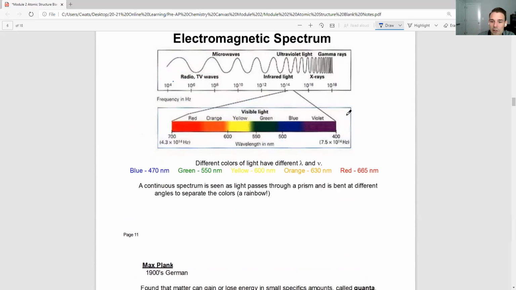And you can see there is a very small portion of the electromagnetic spectrum that is the visible light that we see. And you've got your Roy G. Biv, your rainbow of colors. And you can see each color has a different wavelength and frequency. And then it says a continuous spectrum is seen as light passes through a prism and is bent at different angles to separate the colors. So if you've ever seen a prism, you shine the light through and it breaks it up into the rainbow.